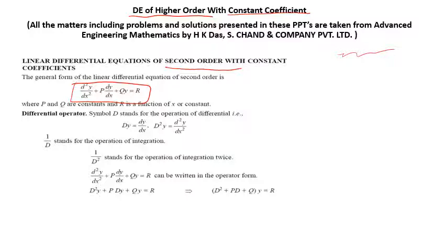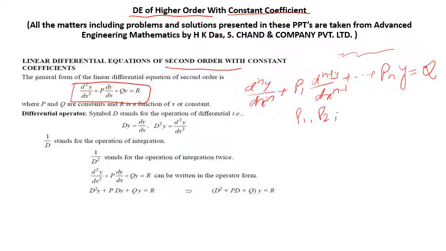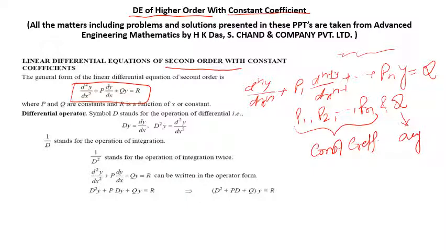A higher order differential equation with constant coefficients can be written as d^n y/dx^n + p1 d^(n-1) y/dx^(n-1) + and so on + pn y = q, where p1, p2, up to pn and q are given. These p1, p2, pn are constant coefficients, and q is any function of x only.